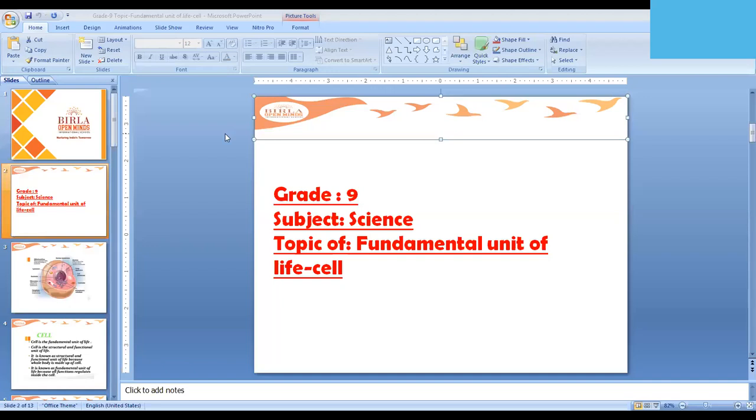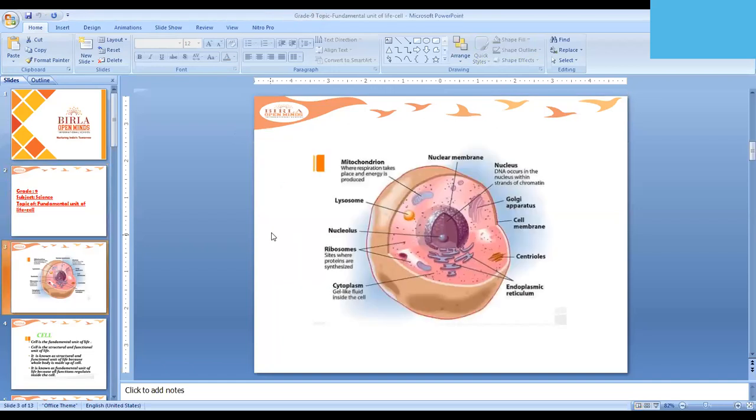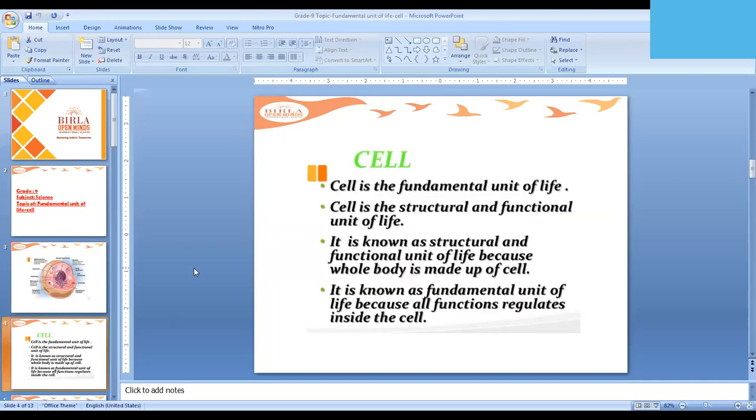So we are going to discuss the fundamental unit of life, the cell. We are revising this chapter once again. You all know how the cell appears and what organelles are present inside the cell. So what actually is a cell? A cell is the fundamental unit of life, and it is the structural and functional unit of life.